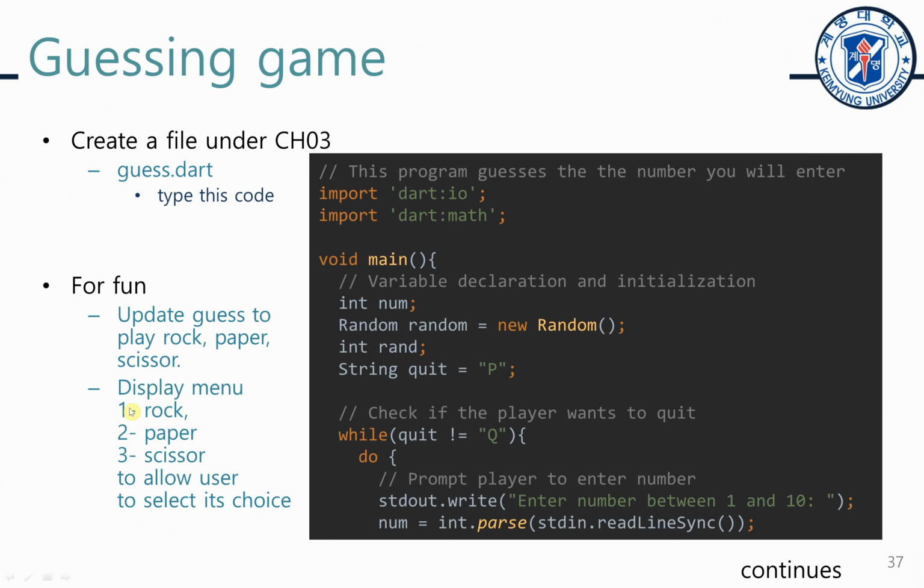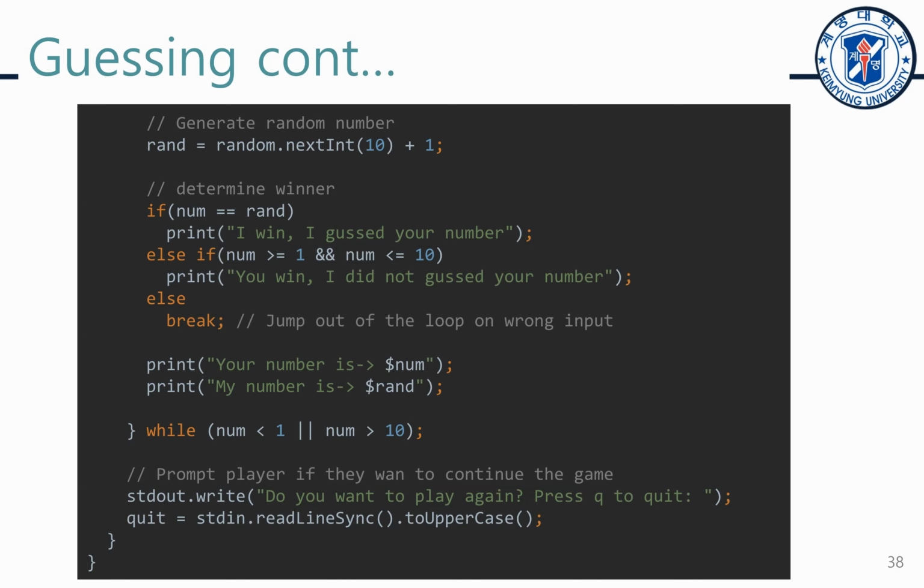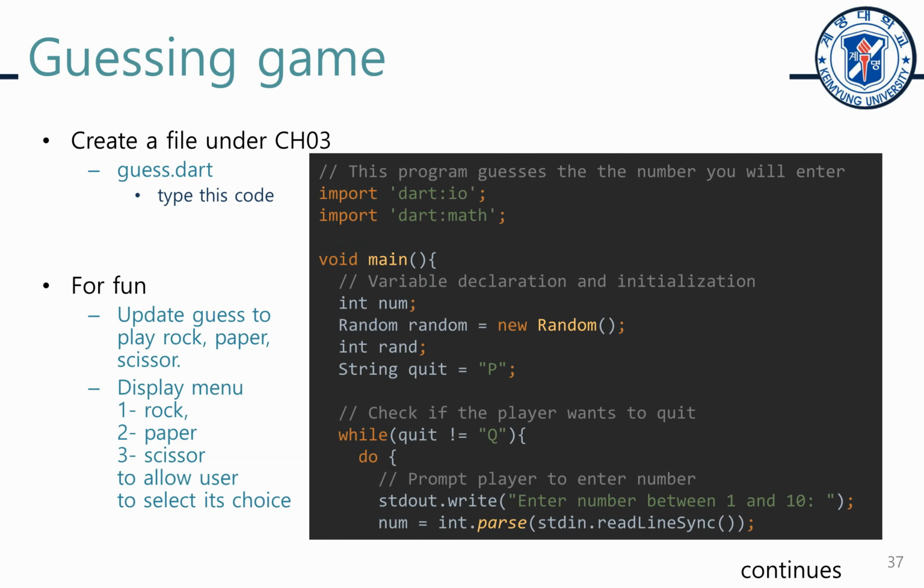You can improve this game for fun. This is not an assignment. You can improve this game in order to play rock, paper, scissors. For instance, you can display a menu like 1 for rock, 2 for paper, and 3 for scissors, and you can allow the user to select. When the user selects from 1 to 3, the computer can select between 1 and 3, and then it will play with you like rock paper scissors. So you can practice with this at your home. This is not kind of an assignment like the others that I give.